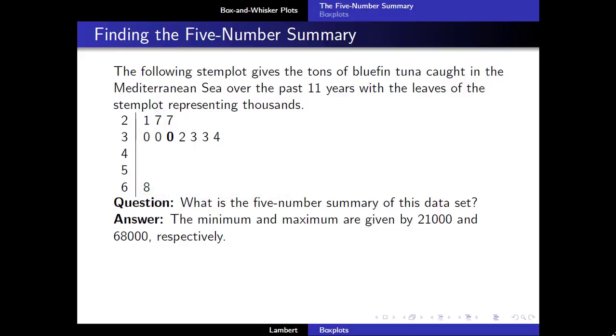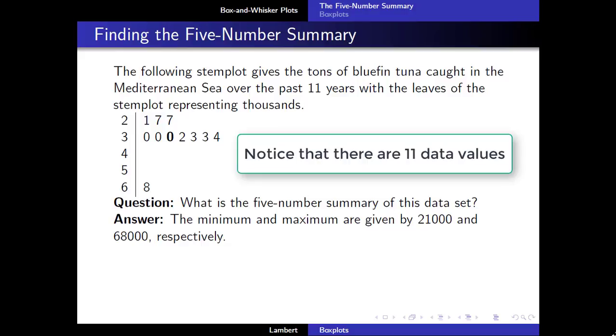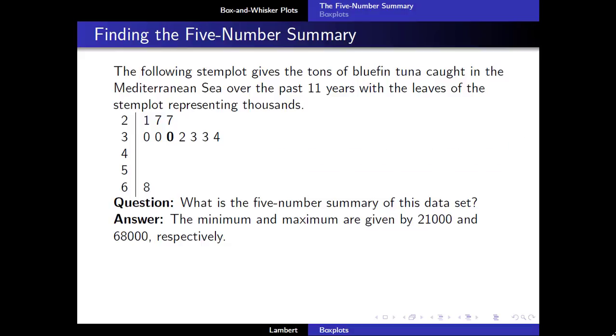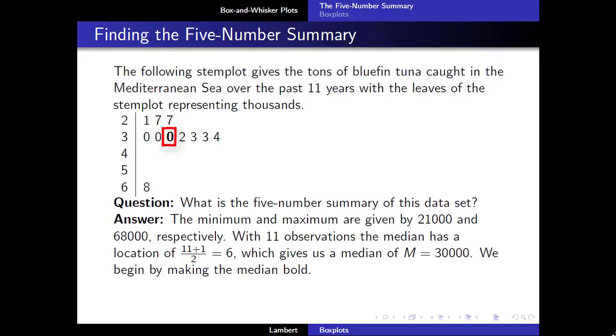Now, in terms of our median, you can see it highlighted in bold, but remember we have 11 data values. In order to find that position, we take 11 plus 1, divide by 2. So 11 plus 1 is 12, and then we take that quantity divided by 2, which gives us 6. So the location would be the sixth position, which is going to be 30,000 for our median.